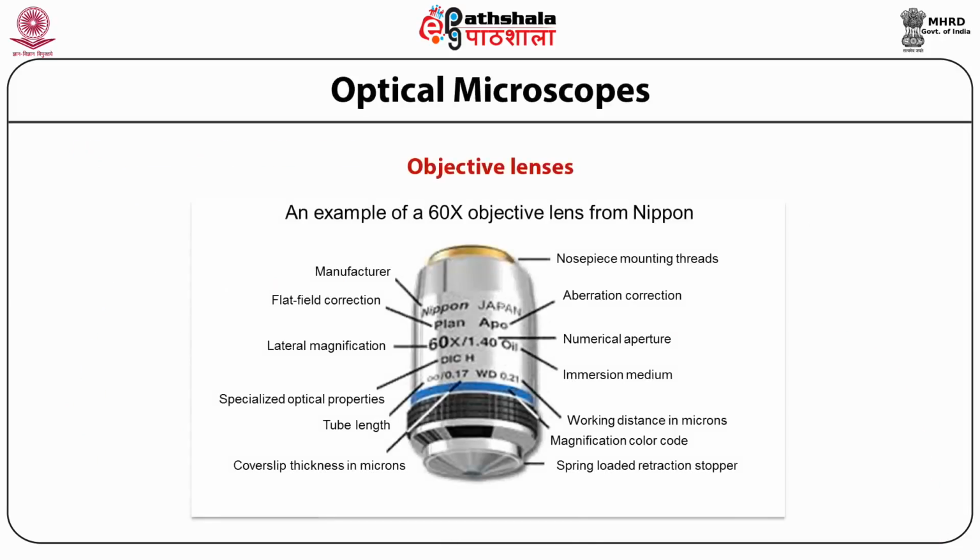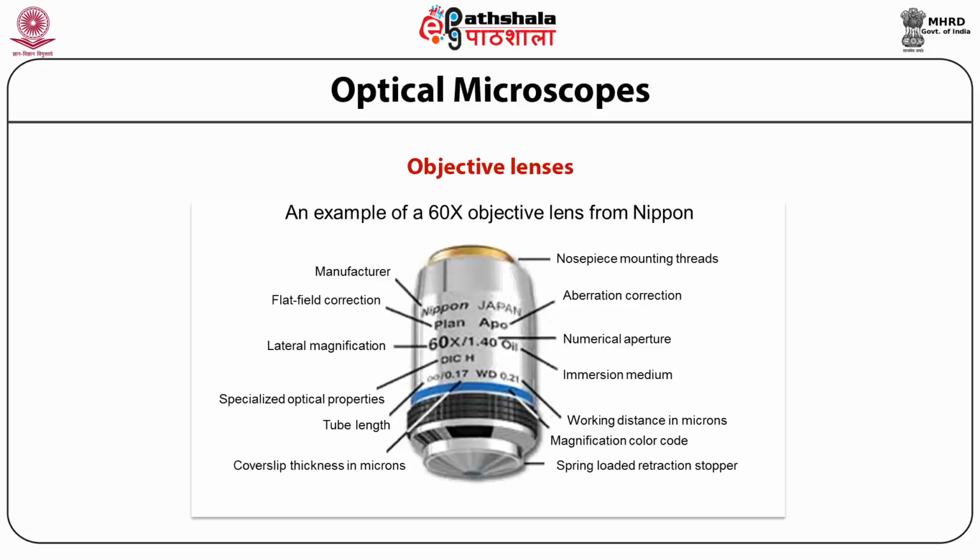schools. So we understand that microscope objectives are the most important component of any microscope, which determine the final resolution or the workability or the resolving power of the microscope. So it becomes important to understand them a little better. So here we saw an example of a 60x objective lens from a company called Nippon. On every objective lens you will find certain things written on it. What is the meaning of those things?